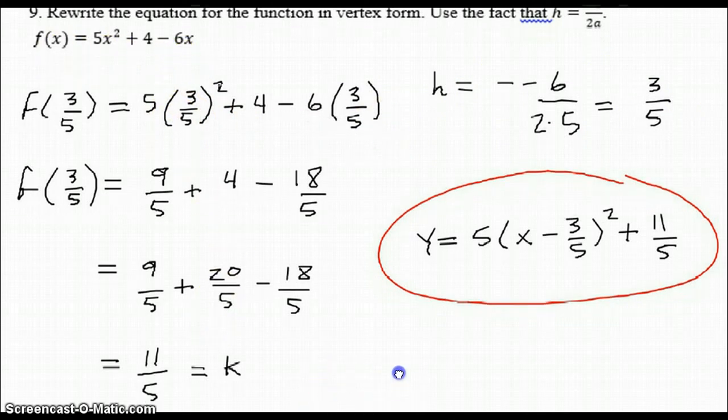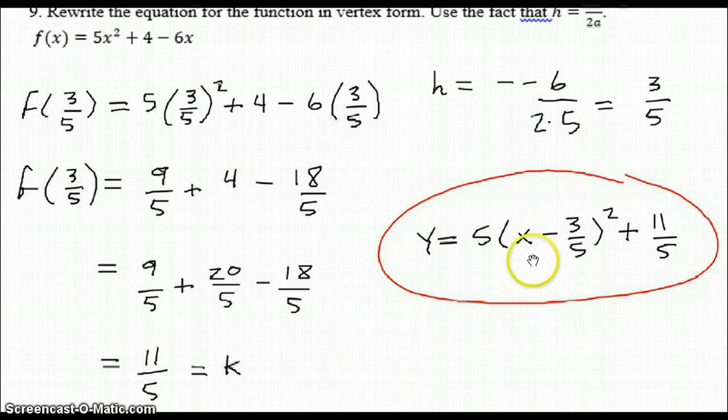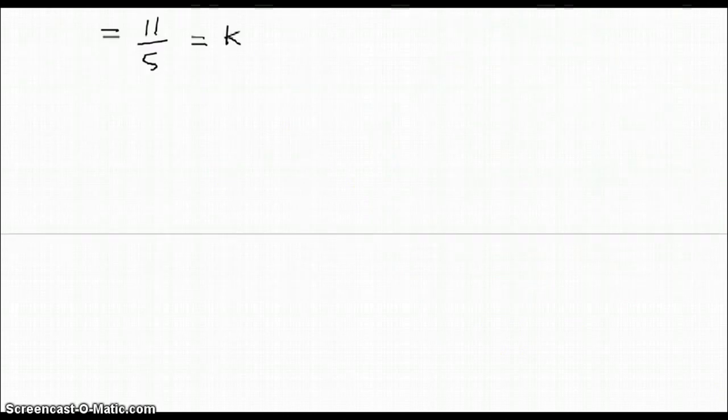Once I did that, I used the general form of the vertex form of a parabola, plugged in my h, k and my a value, and that was it. I didn't have to solve for a because I have that from the very get-go at the beginning there.